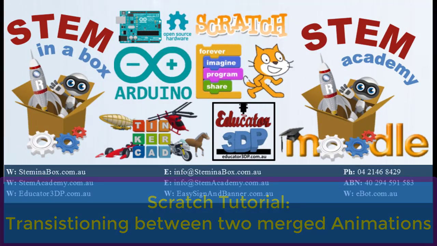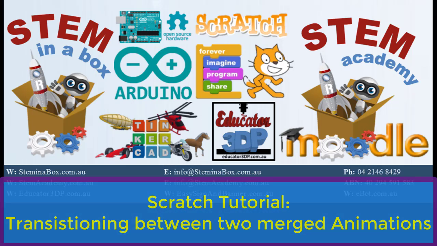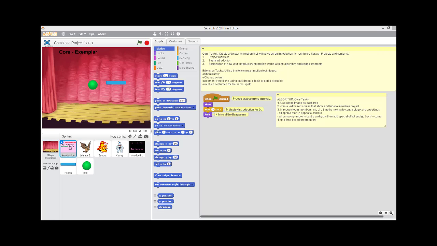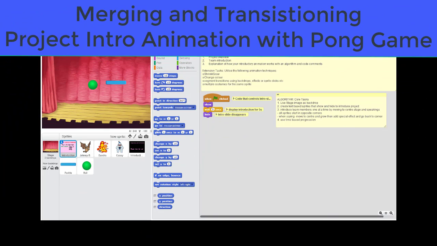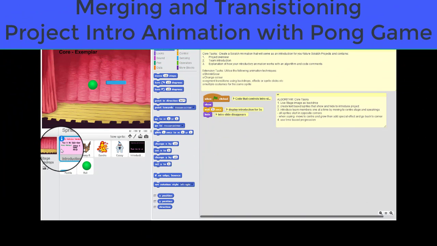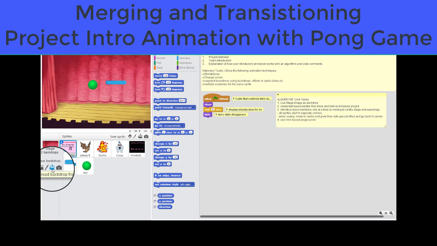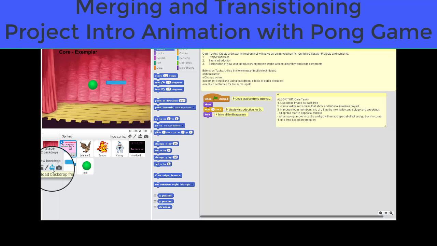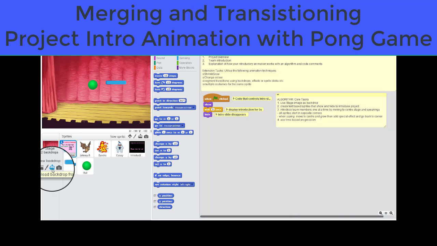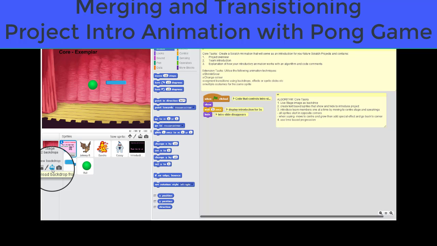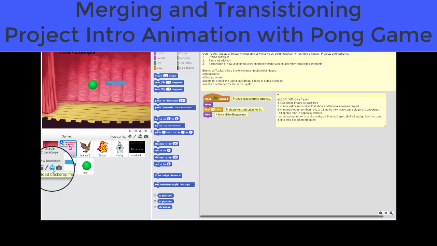What we're looking at today is how we do the transitioning between two different sections of an animation. In this particular case, we're joining or merging the project introduction animation with the Pong animation. We're picking up from the last video, where we exported the sprites and the backdrops from the Pong game, and then imported those into the animation for the project introduction. That's what you're looking at on Scratch in front of you now.